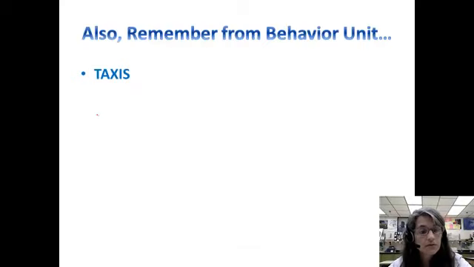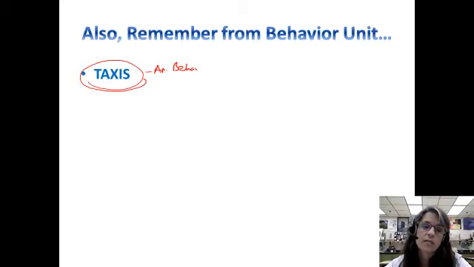Okay. Also, please remember, this is a good time to remember the word taxis. We did this in our animal behavior unit. Remember, if an organism exhibits taxis, it moves toward or away from a stimulus. Kinesis is it's just kind of moving randomly. Taxis, we have a directional movement.